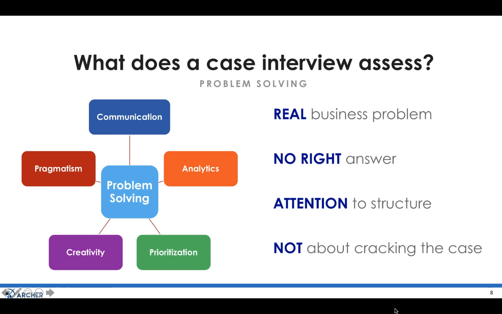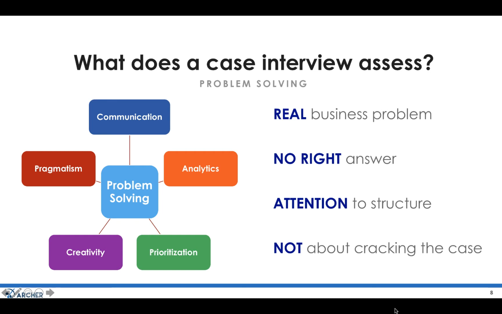How do you think? I want to understand what goes on inside your mind and coming up with some ideas that are creative, just as you would as a consultant. That's one of the most important things I think that you have to remember when trying to approach a case interview problem.